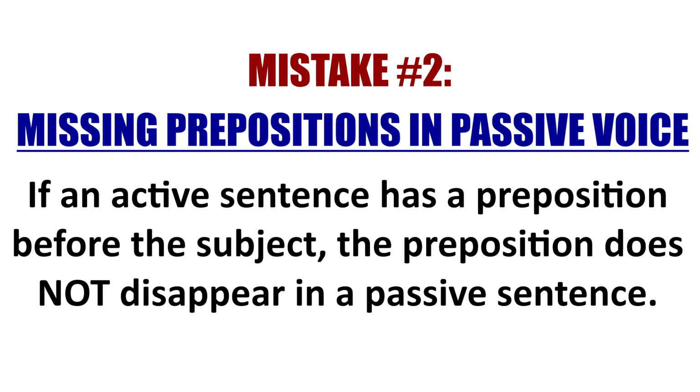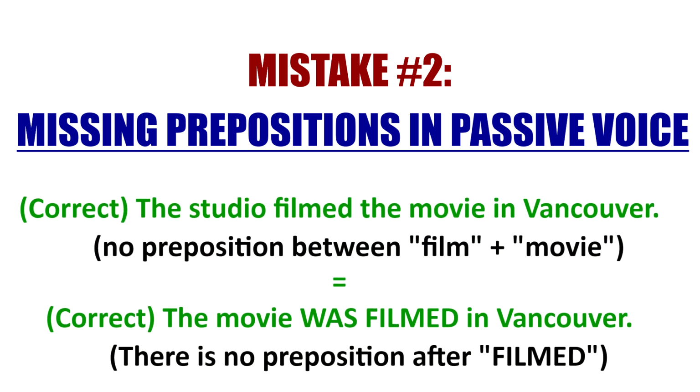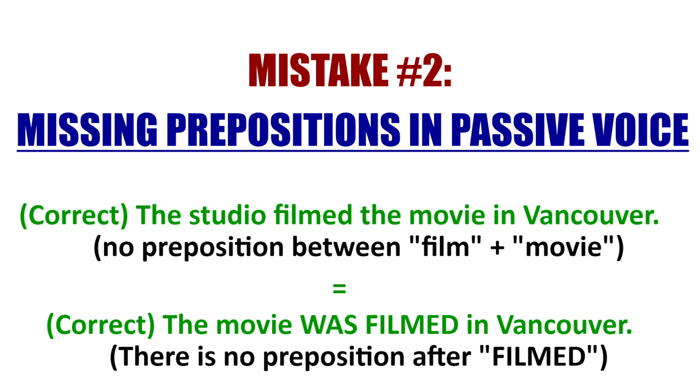Common mistake. When using passive voice, many advanced learners forget the preposition with the verb. What do I mean by this? Let's look at an example. So, the original is, the studio filmed the movie in Vancouver. Notice there is no preposition between film and movie, so this one is easy. The movie was filmed in Vancouver. So, that one's easy, no problems.